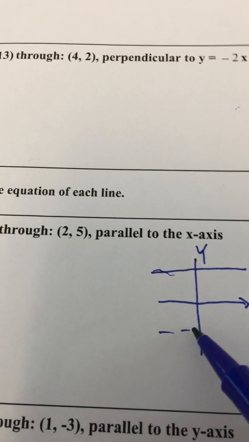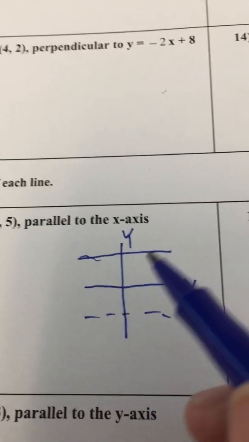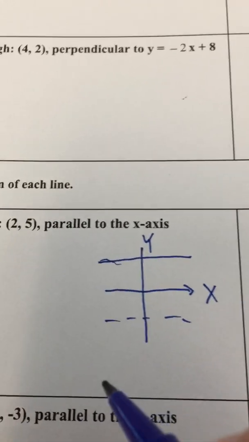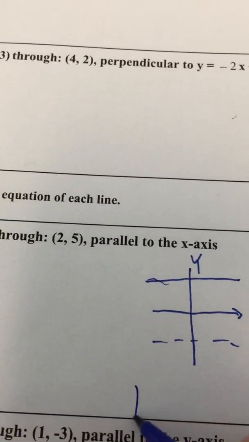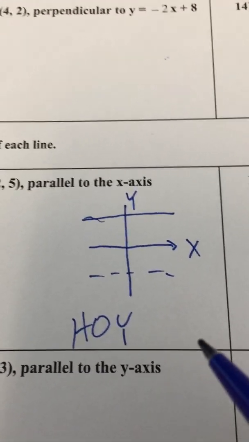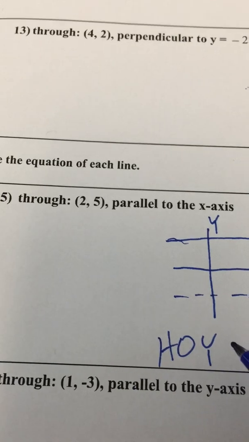My new line, I'm going to make it dash. My new line is going to be a horizontal line of some kind, right? It could be up here, it could be down here. I don't know where it is, I just know it's horizontal. So as soon as I know which one it is, I write either Hoy or Vux. My line is a Hoy because it's horizontal, which means it starts with y equals a number.